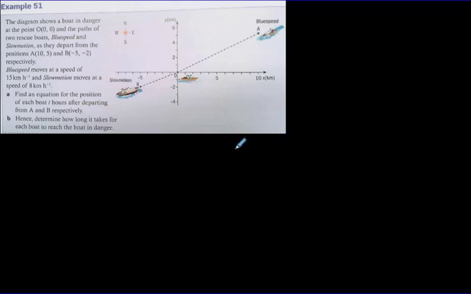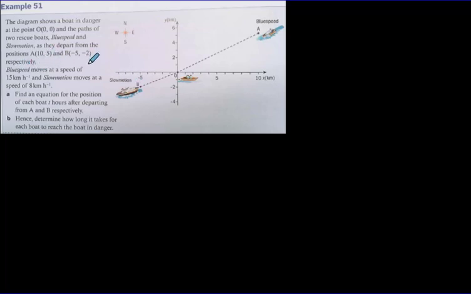Hello, we are now going to look at example 51, and it says the diagram shows a boat in danger at the point 0, 0. So there's a boat right here at the origin, and then the paths of the two rescue boats, Blue Speed and Slow Motion, as they depart from their positions. So A, Blue Speed, is at the position 10, 5 from the origin. So right here is 10, 5, and then B is -5, -2. That's Slow Motion right here, respectively.